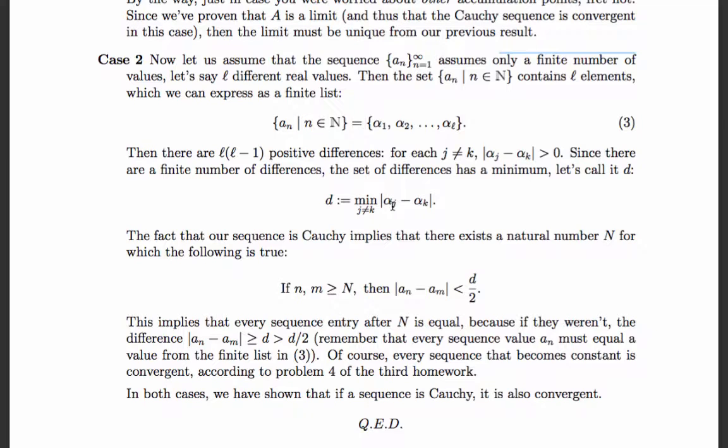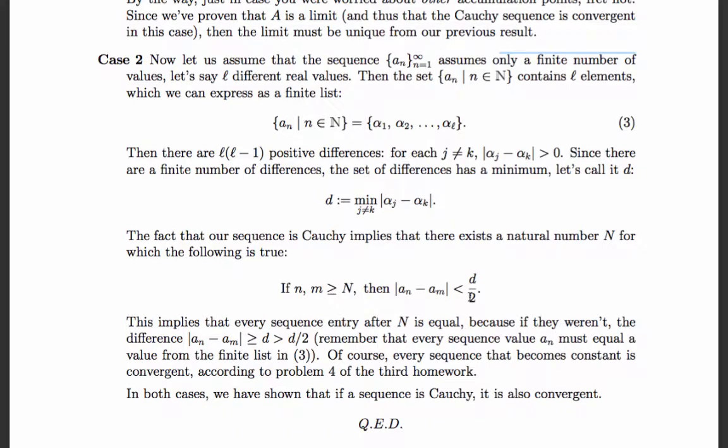Now remember that our Cauchy sequence, the sequence of values a_n, is Cauchy, which implies there exists a natural number, capital N, for which this statement here is true. If little n and little m are greater than or equal to big N, then the absolute value of the difference, a_n minus a_m, is less than half of D, where D is the smallest difference. Essentially, D over 2 is taking the place of epsilon in our Cauchy definition.